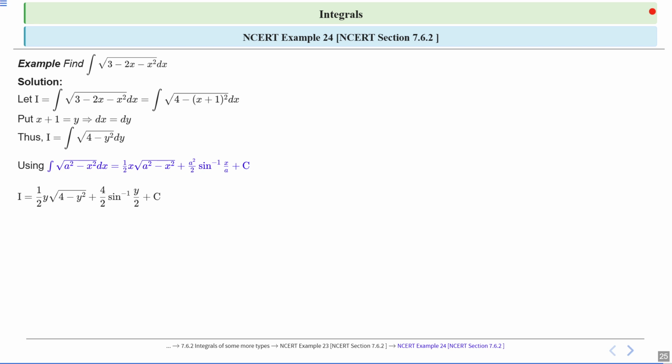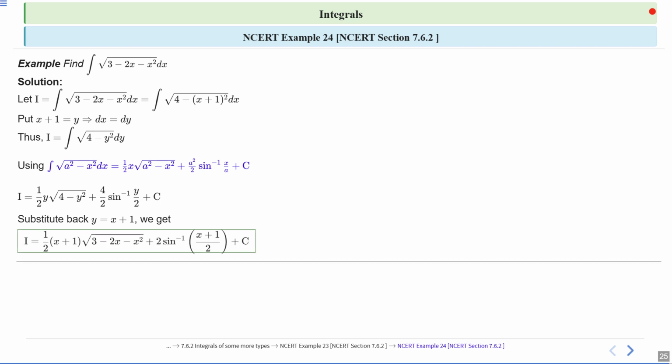So just in place of a, substitute 2, and for x, y. So it becomes y by 2 under square root 2 square minus y square plus 4 by 2 sine inverse y by 2 plus c. Substitute back y is equal to x plus 1. We get 1 by 2 x plus 1 under square root 4 minus x plus 1 whole square, and that is from above 3 minus 2x minus x square. So we get x plus 1 by 2 into root under 3 minus 2x minus x square plus 2 sine inverse x plus 1 by 2 plus c, and that is your answer.